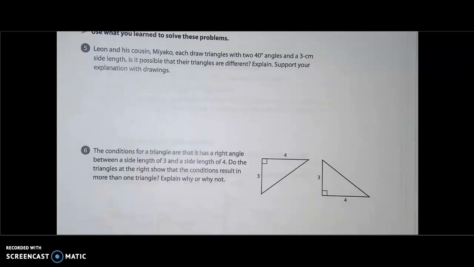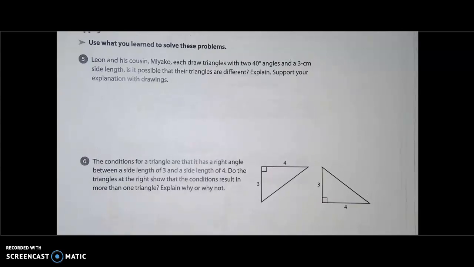All right, welcome back. So, going through the examples. Our first example says Leon and his cousin each draw triangles with two 40-degree angles and a 3-centimeter side length. Is it possible that their triangles are different? Explain and support your explanation with drawings.